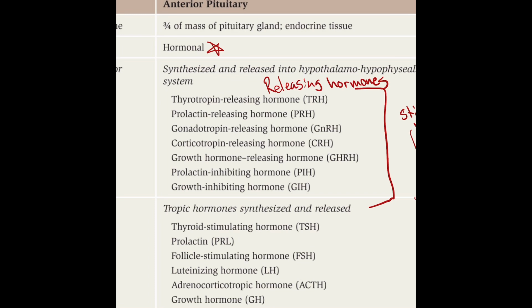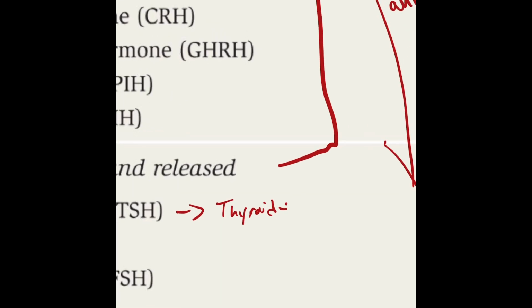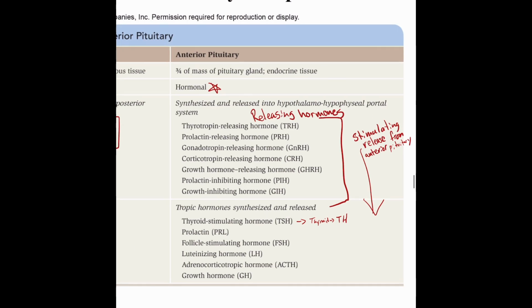Thyrotropin releasing hormone, thyroid stimulating hormone, right? So this is going to then also go to the thyroid, and the thyroid will then synthesize and release TH, which is thyroid hormone. So one hormone for another hormone for the hormone that we need.